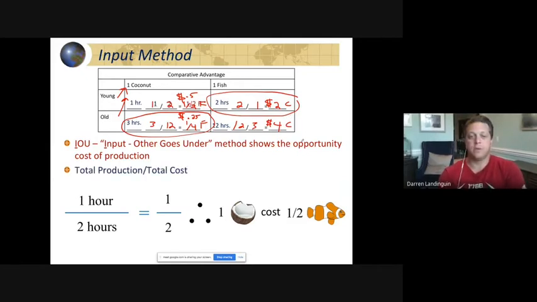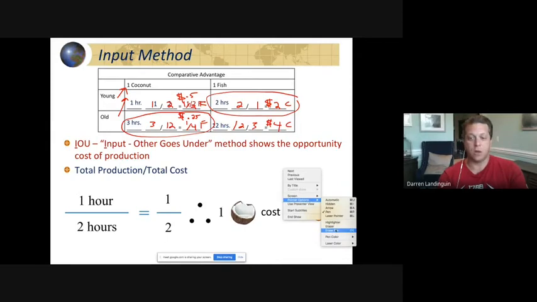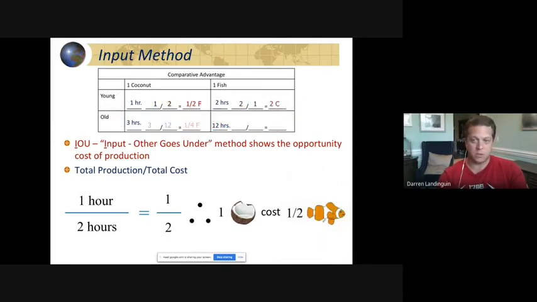Okay, so when we look at the output method, we're taking the other goes over. When we're looking at the input method, we're taking the other goes under. And again, just kind of clean this up to look at it here. We really want to look at it as a per unit opportunity cost. 1 for how many, 1 for how many, and then comparing. Once we do that, we can see who can do it cheaper. That's the ultimate goal, right?